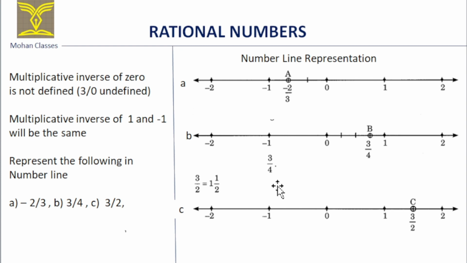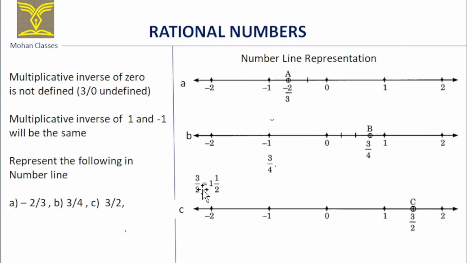What about 3 by 4? 3 by 4 is a positive rational number. Therefore it will come on the right hand side of the 0. So here the denominator is 4. So this 0 to 1 should be divided into 4 equal parts. 1, 2, 3. So at the point B, this 3 by 4 will come.